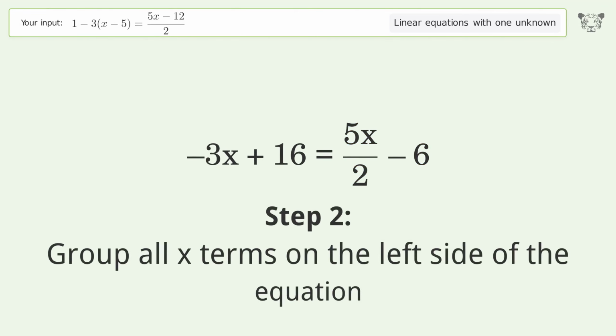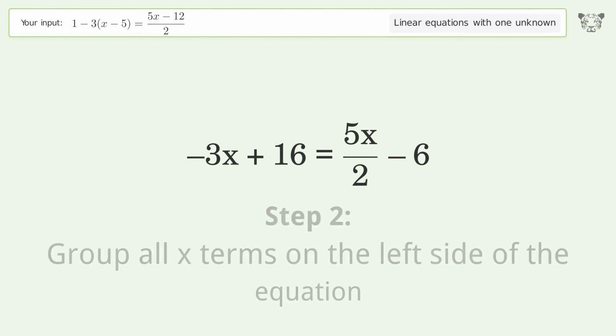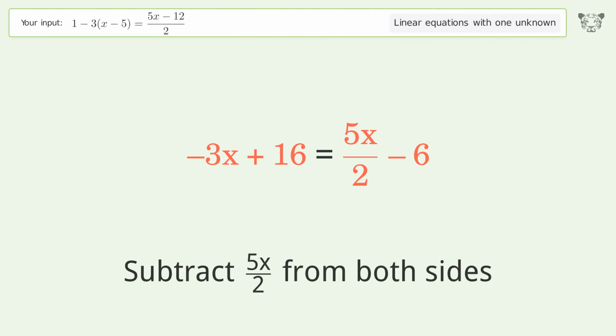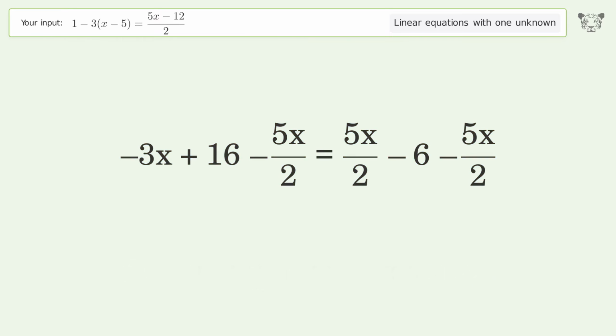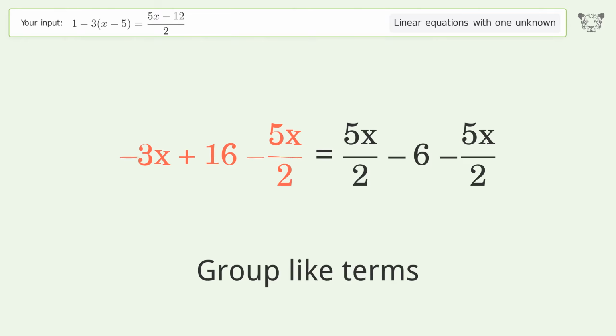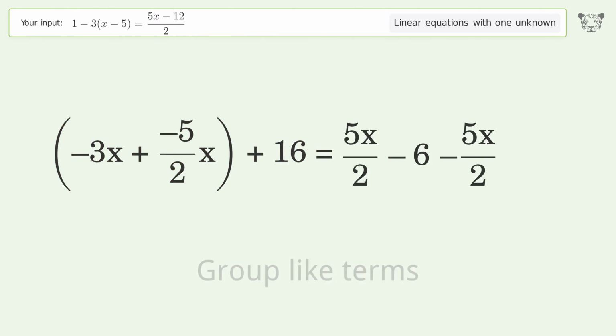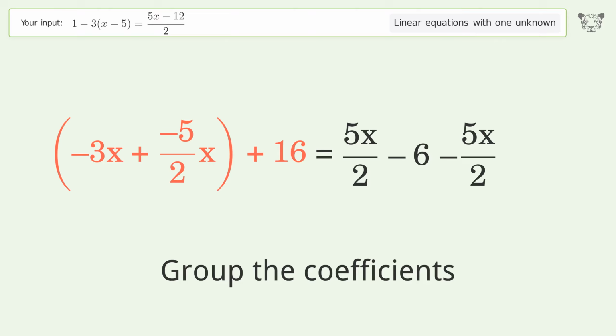Group all x terms on the left side of the equation. Subtract 5x over 2 from both sides. Group like terms. Group the coefficients.